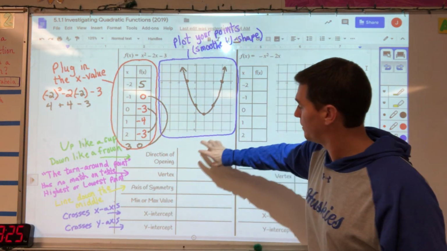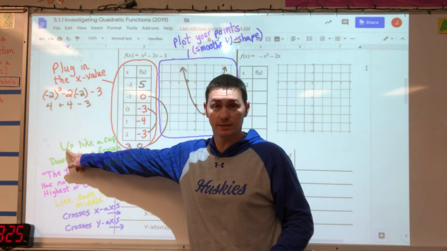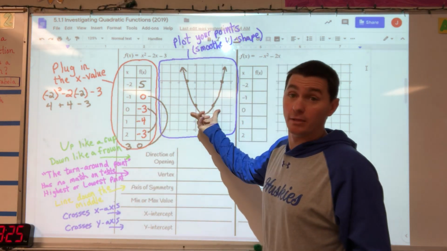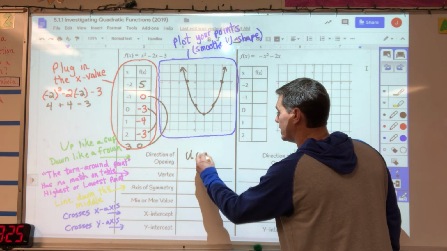All right, so let's talk about describing our parabola. The direction of opening, there's two options. It's either up like a cup or it's down like a frown. And if you look at this, it looks more like a cup, a smiley face. So direction of opening here is up.